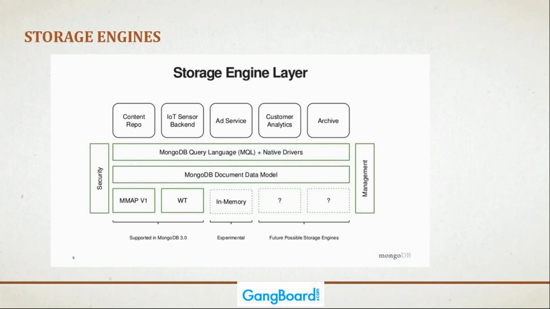Apart from MMAP and WiredTiger, we have some other storage engines as well, that is, the in-memory storage engine. You might have heard about in-memory databases. I don't know the exact names, but I think Amazon DynamoDB is an in-memory database, I guess. There are a few databases like that, called in-memory databases. Similar to that, MongoDB also provides an in-memory storage engine. All the data and indexes, 100%, will be in RAM, not on disk.